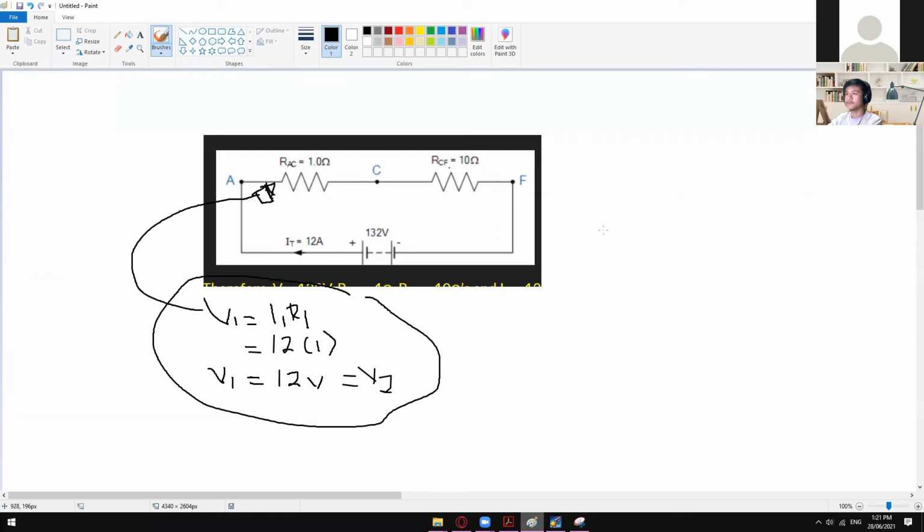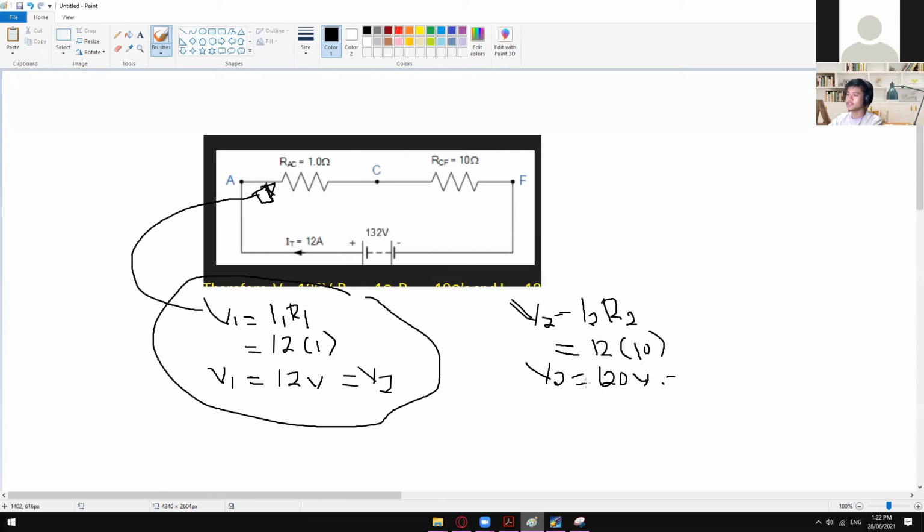And then for this part, the same concept. So we have V2, let's say this is your second voltage drop, equal to I2 times R2. Let's just say that this RCF is your R2. So I2 is still 12 amps, since again, we have a series connection, so all of your values of your currents are the same. So I2 is 12 and R2 is 10. So V2 is now equal to 120 volts.